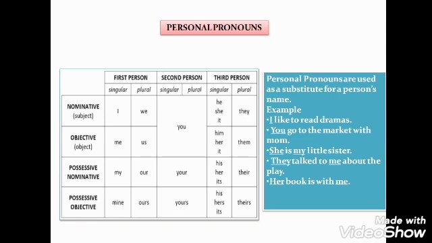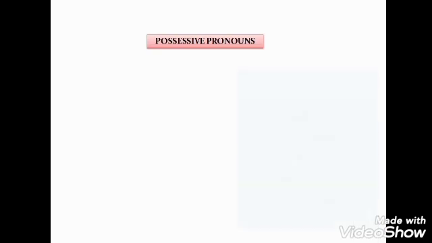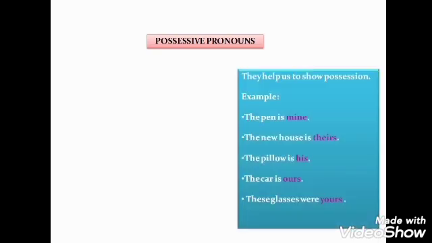And the next kind of pronoun is possessive pronoun. Already I have given you the meaning of possessive. Possessive means possession. That means ownership. It states ownership. Who owns what? So the pen is mine. We usually say that, right? This pen is mine. That house is mine. So the new house is theirs. The pillow is his. The car is ours. So these glasses were yours.